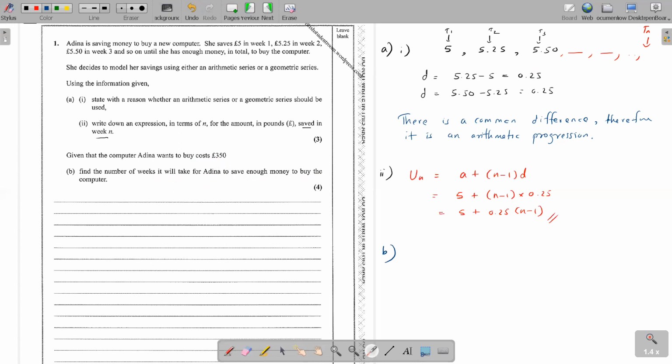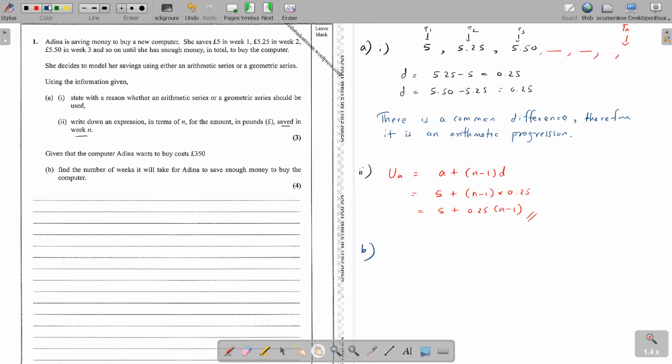So what we need to do here, obviously, is not the term equation at this point. In this part B, we need the sum equation, adding everything, Sn. They're asking for the number of weeks, so your sum needs to be 350. Or in other words, you could say greater than or equal to 350, right?